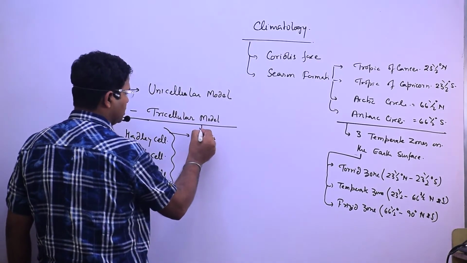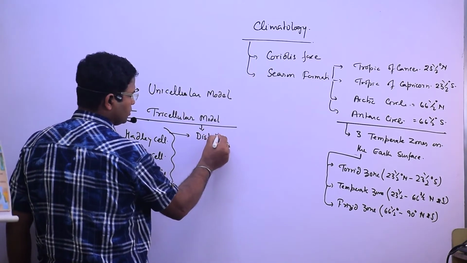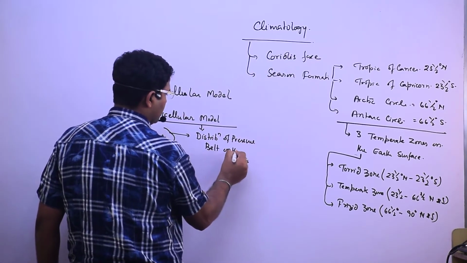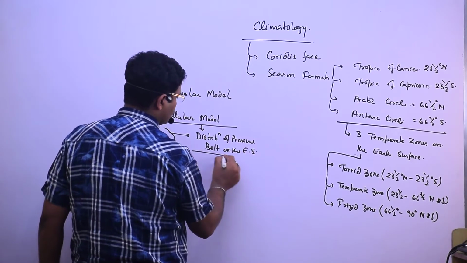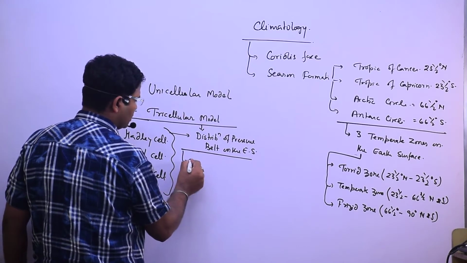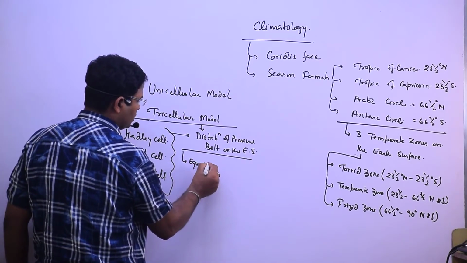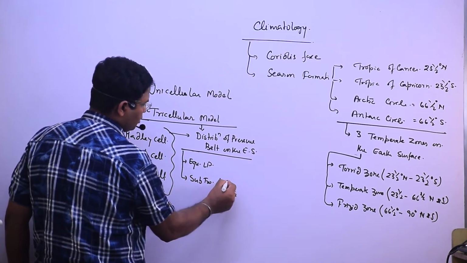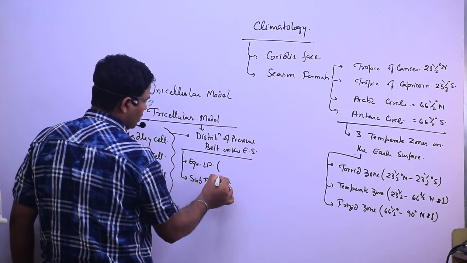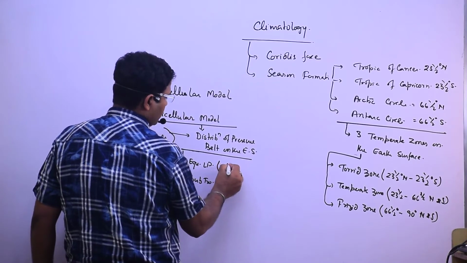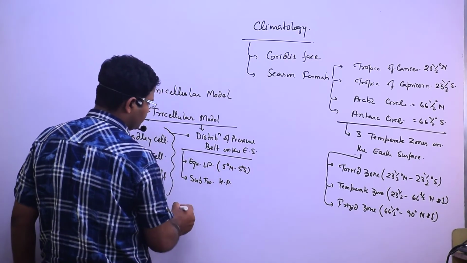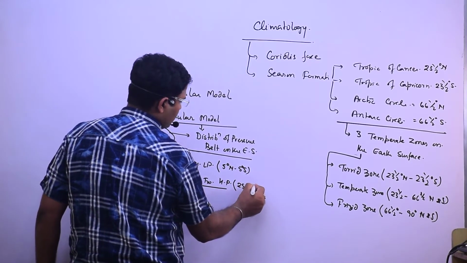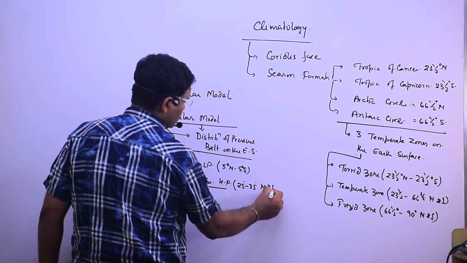And this is the distribution of pressure belts on the Earth's surface. The equatorial low pressure belt is 5 degrees north to 5 degrees south, and the subtropical high pressure belt is 25 to 35 degrees north as well as in the southern hemisphere.